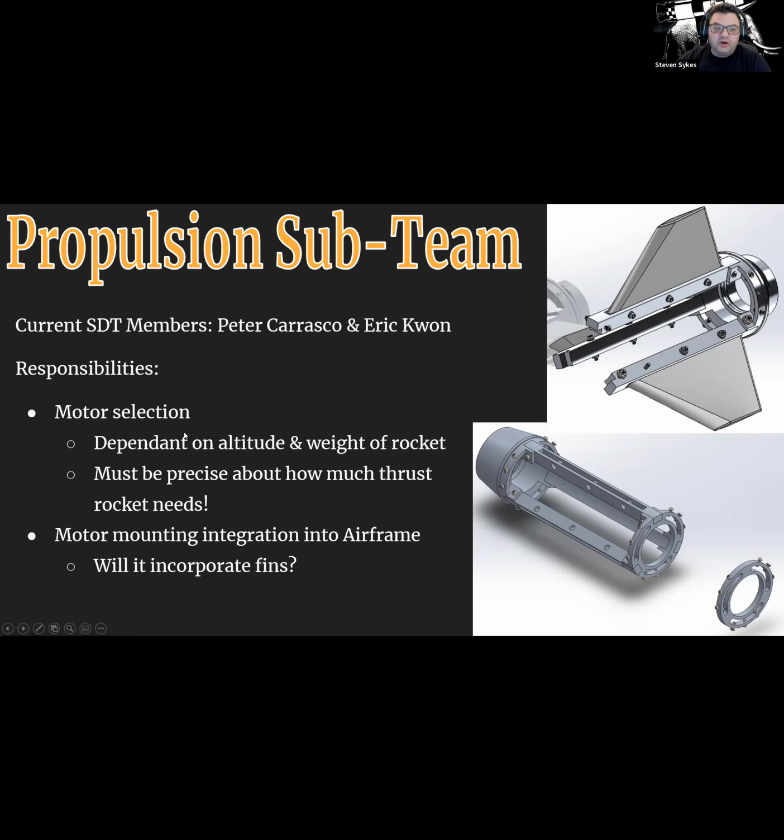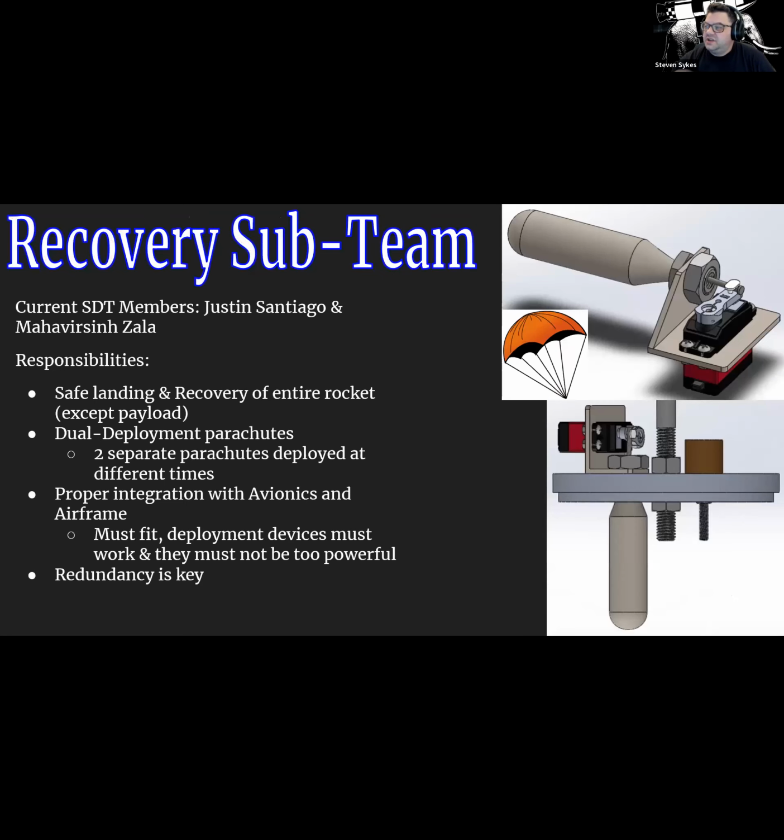Motor selection is really important because we need to hit exactly 10,000 feet for full points. If we go over or under, we lose points. But you go through a lot of math, especially heat transfer and different fluids, to figure out how hot it's going to be and how much heat is going to transfer out to the airframe. Is it going to melt your rocket? It's a pretty important team.